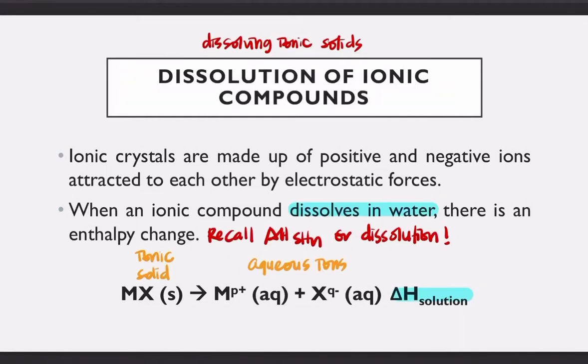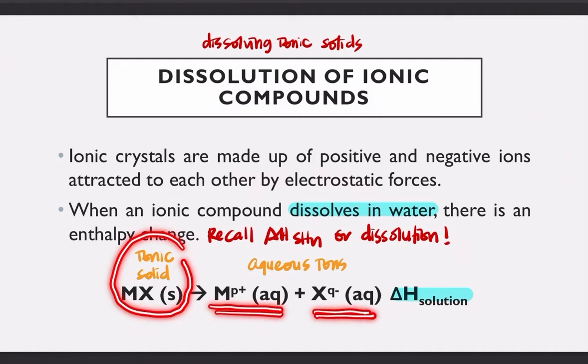Okay, dissolution of ionic compounds is basically you dissolving your ionic solids, like salts. They are made up of positive and negative ions attracted to each other by electrostatic forces. So when you dissolve your salt, let's say in water, you will have an enthalpy change. This delta H is called delta H solution, or another name is dissolution. When you dissolve your ionic solid in water, you should get aqueous ions.